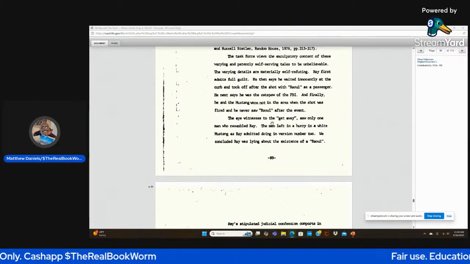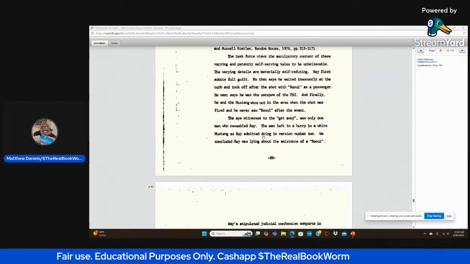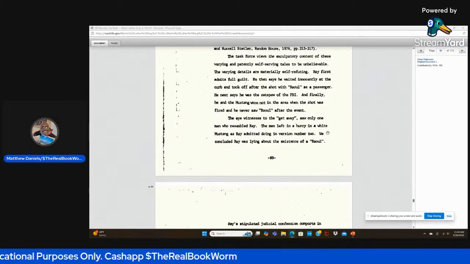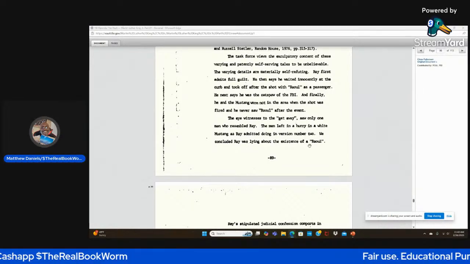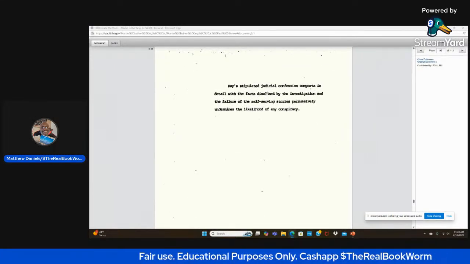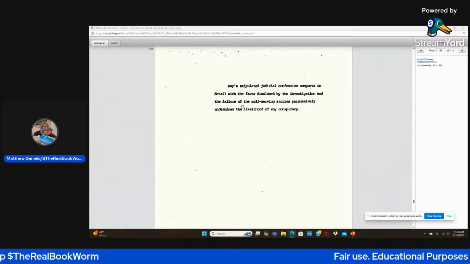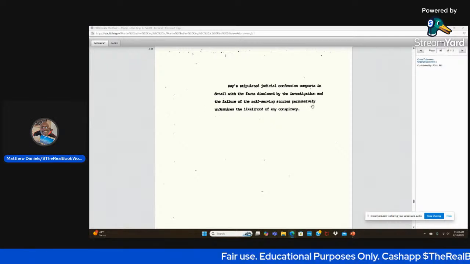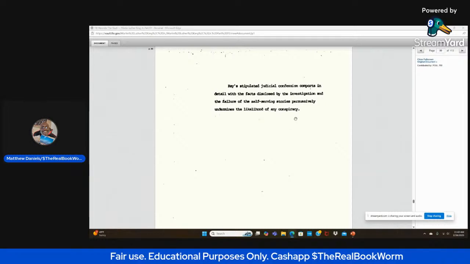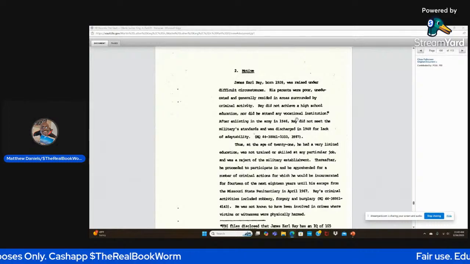Look, the eyewitnesses to the getaway saw only one man who resembled Ray. The man left in a hurry in a white Mustang, as Ray admitted doing in version number 2. We concluded Ray was lying about the existence of Raul. Ray's stipulated judicial confession comports in detail with the facts disclosed by the investigation, and the failure of the self-serving stories persuasively undermines the likelihood of any conspiracy. So there was no conspiracy.